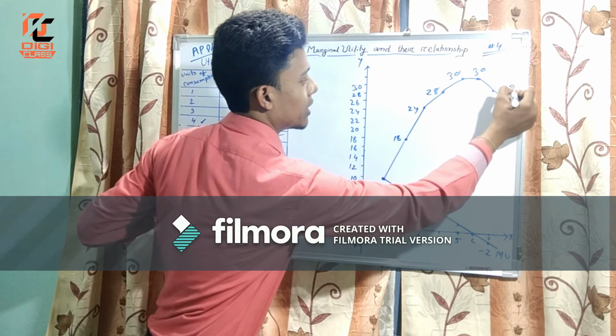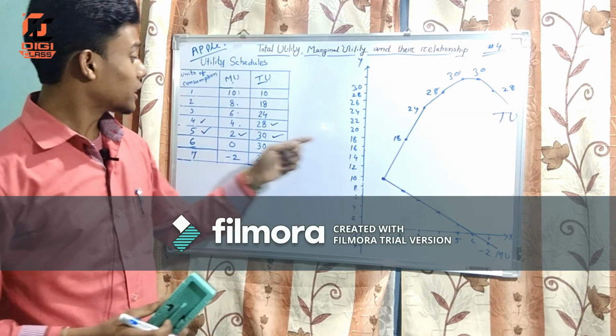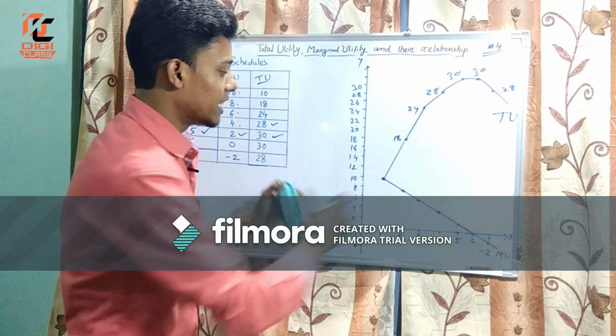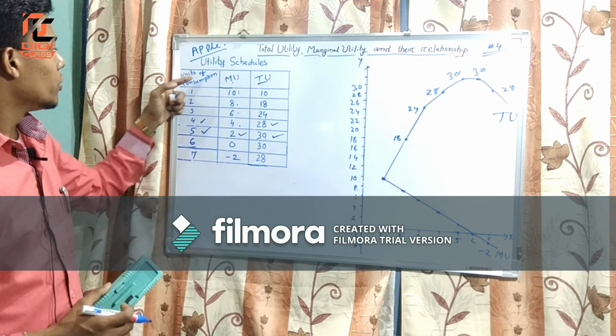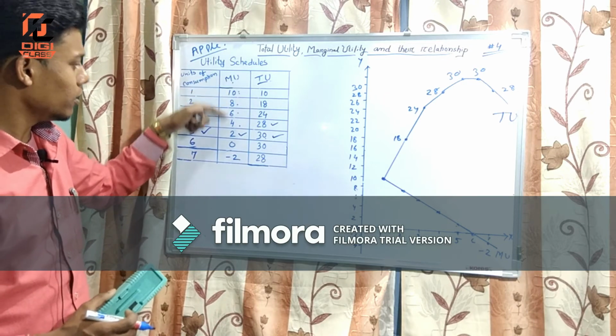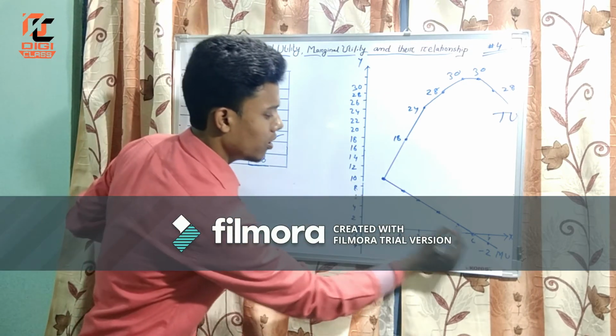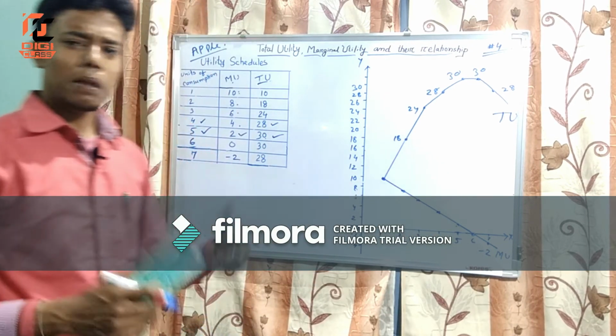Here it is 28. So the MU curve is decreasing because marginal utility decreases. When units of consumption increase, the marginal utility decreases. That is 10, 8, 6, 4, and finally it may be negative.